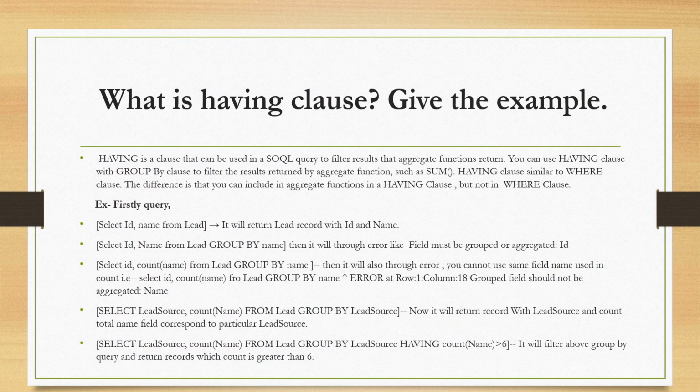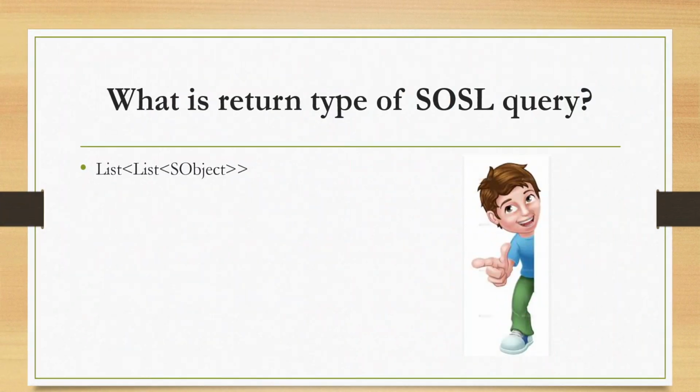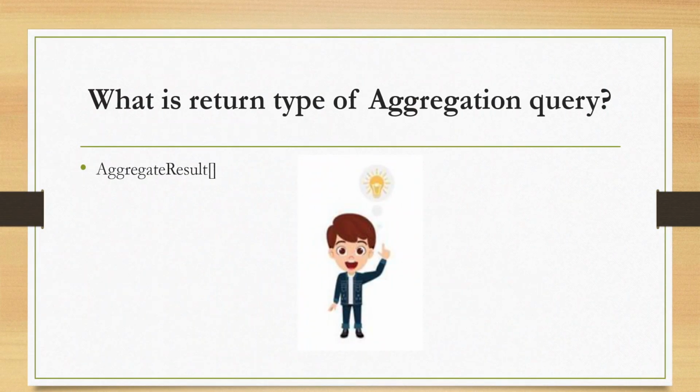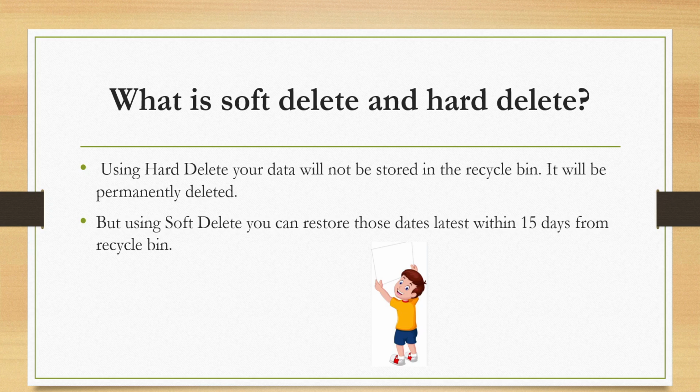What is the HAVING clause? Give an example. HAVING is a clause that can be used in a SOQL query to filter results that aggregate functions return. You can use the HAVING clause with the GROUP BY clause to filter the results returned by an aggregate function, such as SUM. Here the query SELECT Id, Name FROM Lead returns lead records. What is the return type of a SOQL query? A list of sObjects. What is the return type of an aggregate query? AggregateResult.